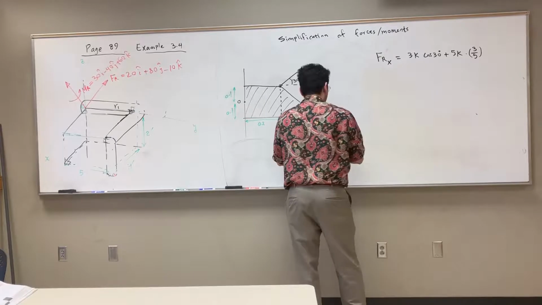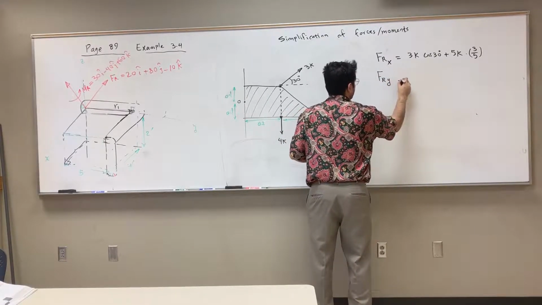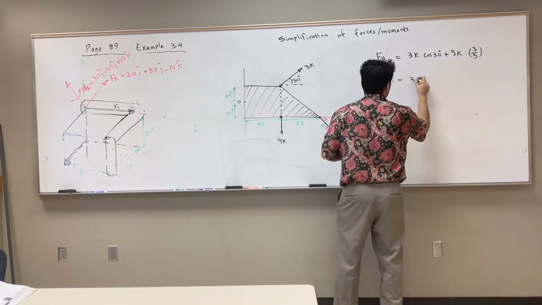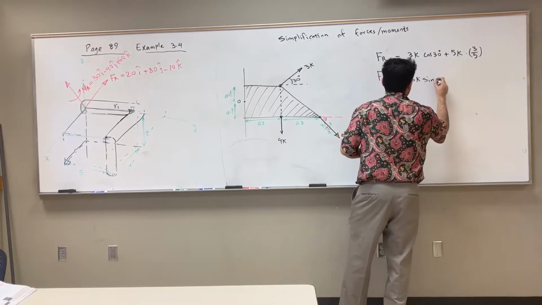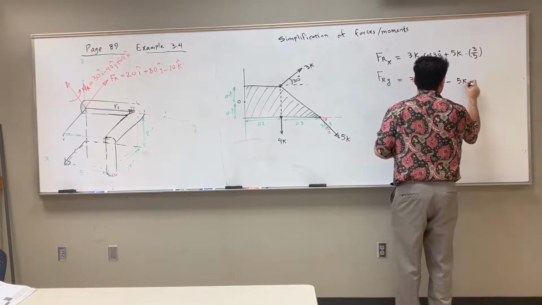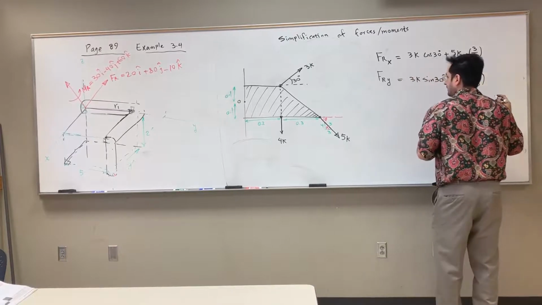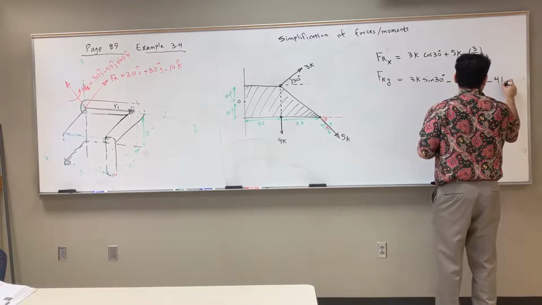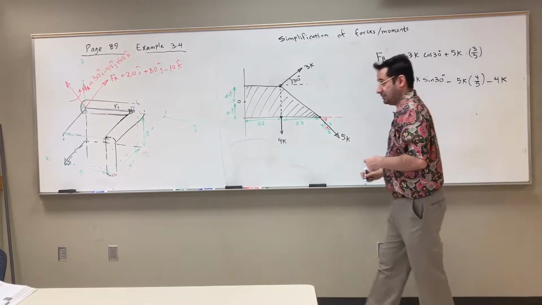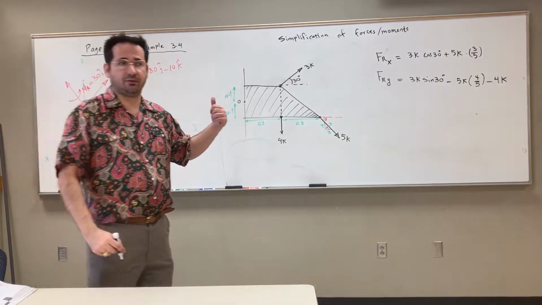Let's go to the y component of the resultant force. That's going to be 3k sine 30 minus 5k times 4 over 5, which is negative 4k. So that's the y component of the resultant force.